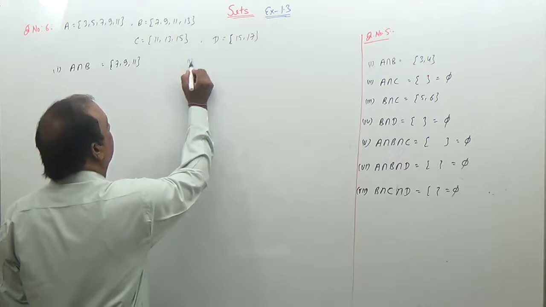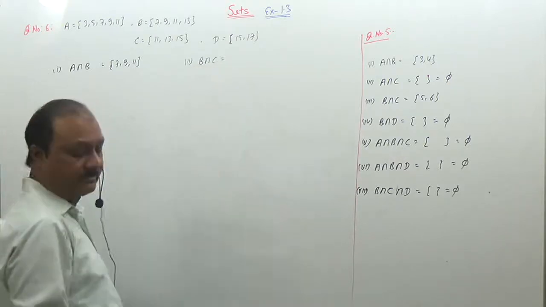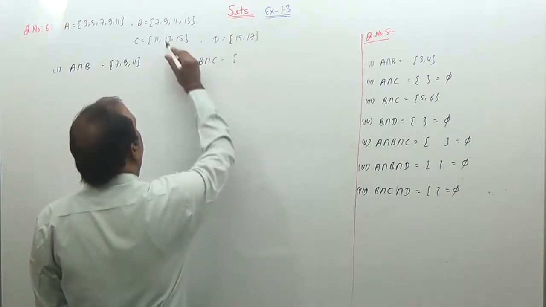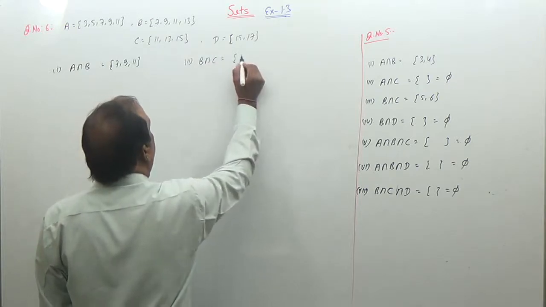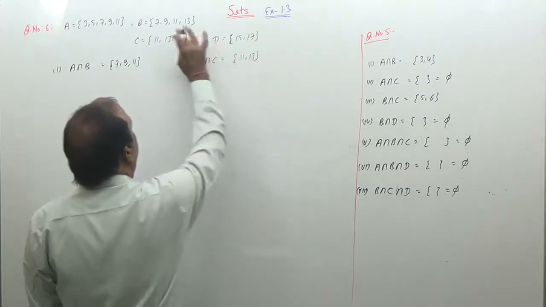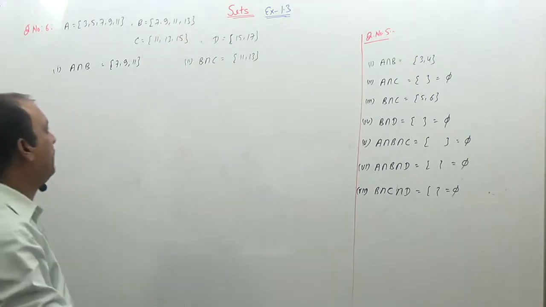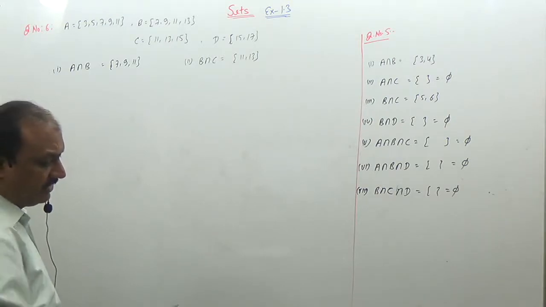Second part, B intersection C. Common elements of B and C. B contains 7, 9, 11, 13. This one contains 11 and 13. So there are two elements that lie in both B and C as common elements. So B intersection C is 11 and 13. Next is the third part.